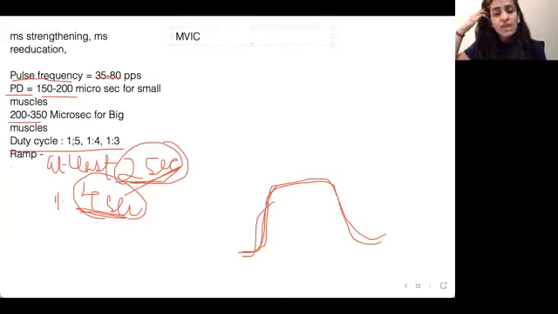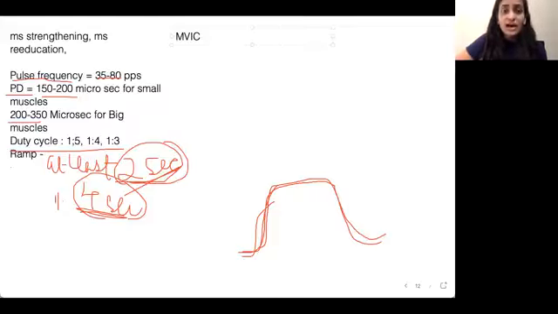Okay, so when the MVIC is higher, does duty cycle decrease? Not necessary. You can give the same rest period. You can give more rest and less work. That's fine. Duty cycle is on and off. So when you're on, you do the high work, and when you're off, you take the rest. So it does not really have to matter with the duty cycle.